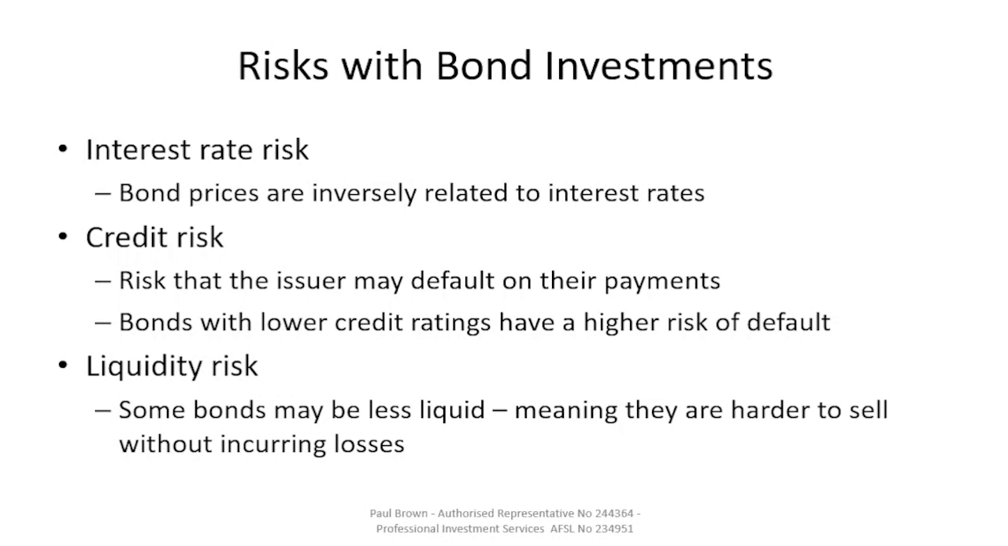Typically, interest rate risk. Remember, as we saw in that example, bond prices are inversely related to interest rates. Credit risk: there could be a risk that the issuer of the bond defaults on their payments. It could be the interest payments or defaulting on actually repaying the capital. Bonds with lower credit ratings have a higher risk of default.